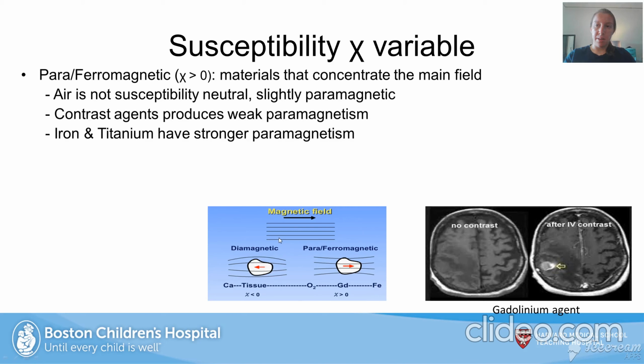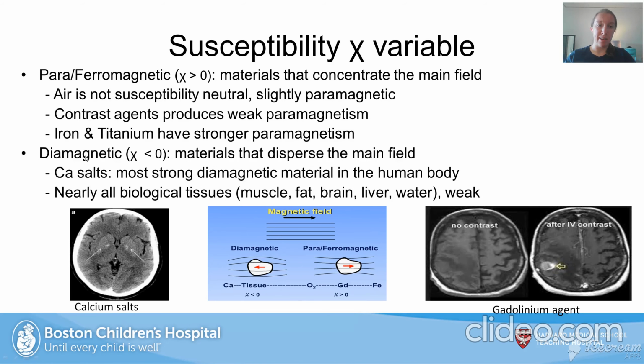Then on the other side, you have the diamagnetic materials, where chi is less than 0. These materials disperse the main magnetic field, so you can see how the lines flow away from the material itself. Calcium salts are strong diamagnetic material, probably the strongest you can find in the human body, and this shows what they look like in the MR image. Nearly all biological tissues like muscle, fat, brain, liver, and water are weak diamagnetic materials.